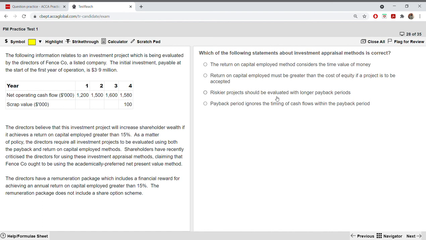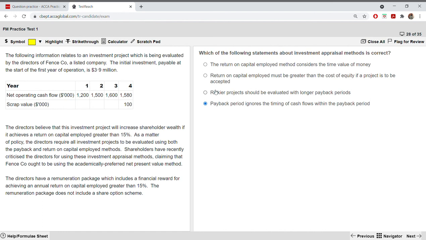Third, riskier project should be evaluated with longer payback periods. Riskier project should be evaluated with longer payback period, the riskier your project is. So it should not be evaluated with longer payback. It should be evaluated with shorter payback period if your project is risky. If you are taking a longer payback, it means more risk, right? For you to reduce the risk for the risky project, what should you do? You should take short payback period, not long payback period.